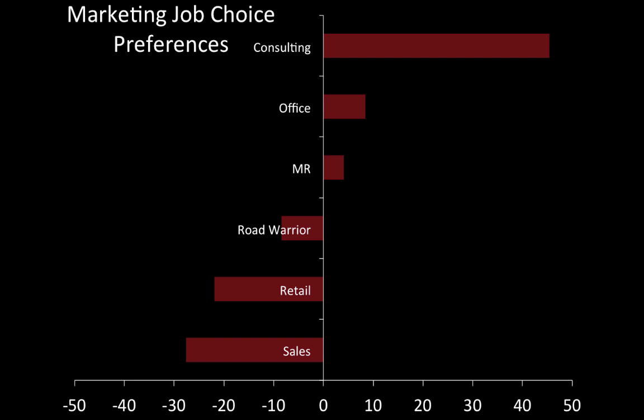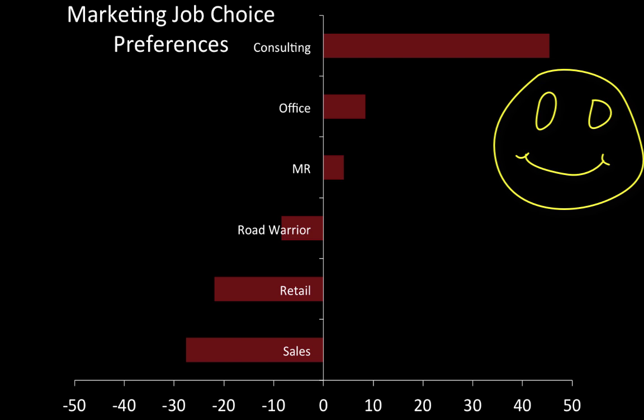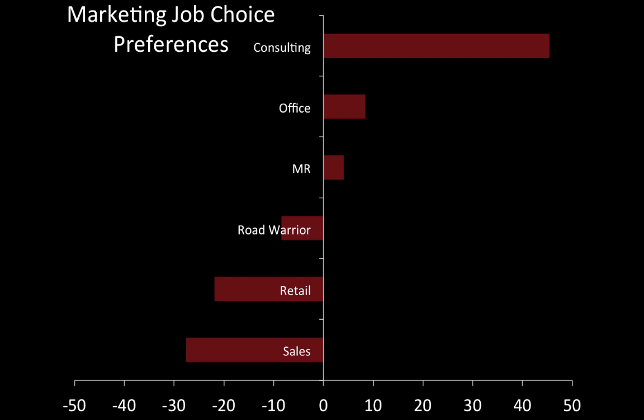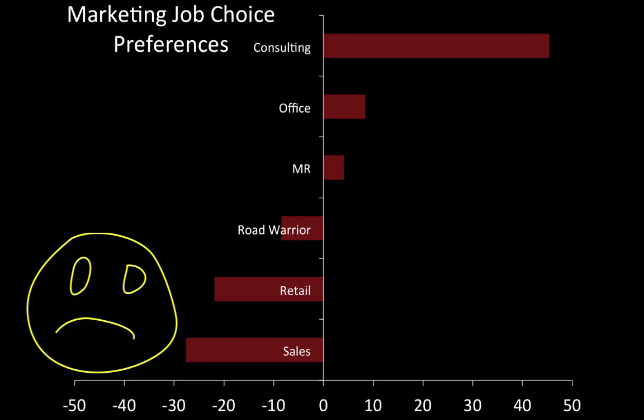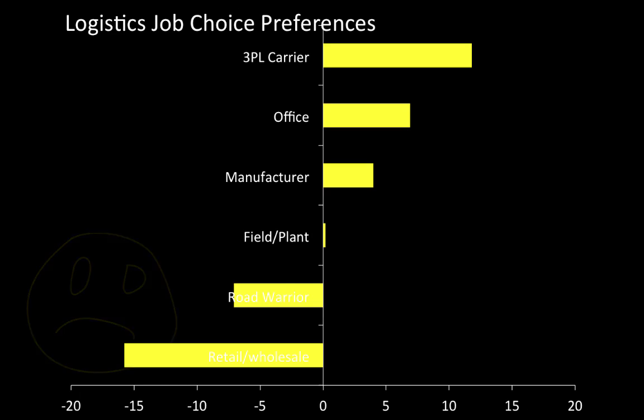So now we're going to take a look at our marketing job choice preferences, where consulting is actually a big preference level for us marketing majors. Another key takeaway from this is sales. It's definitely the least important and least preferred, which is surprising because we do have a credible sales concentration major here, which I'm actually involved in, but I am surprised that it scored so low. And with logistics job choices, the importance is that they want to be with a 3PL carrier as well as in an office, where they're not really looking to be a road warrior or in retail or wholesale.